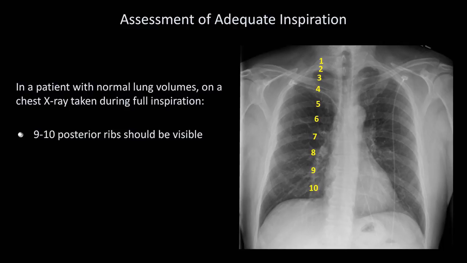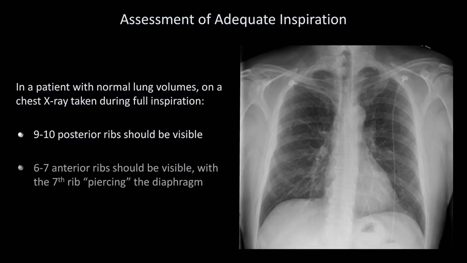Since there are 10 ribs showing here, we would say that this person has given adequate inspiratory effort. Although less commonly done, some clinicians assess inspiration using the anterior ribs. In this case, 6 to 7 of them should be visible, with the 7th appearing to pierce the diaphragm. Here are the patient's anterior ribs.